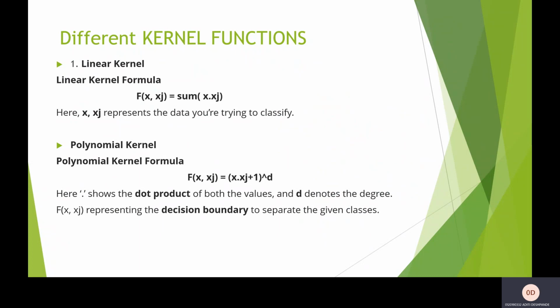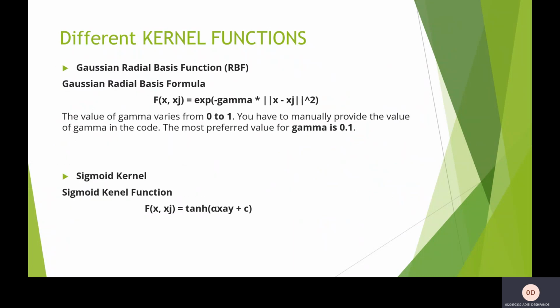Next is the Gaussian radial basis function, that is RBF. It is one of the most preferred and used kernel functions in SVM. It is usually chosen for nonlinear data. It helps to make proper separation when there is no prior knowledge of data. When there is no prior knowledge about the data, the Gaussian radial function is used.